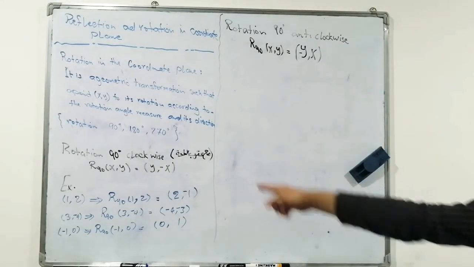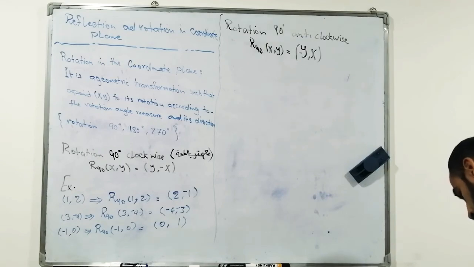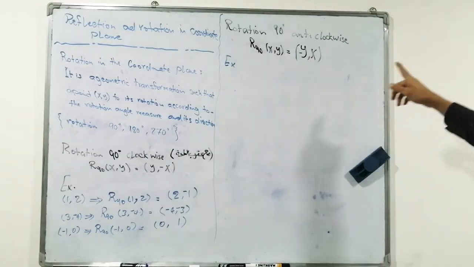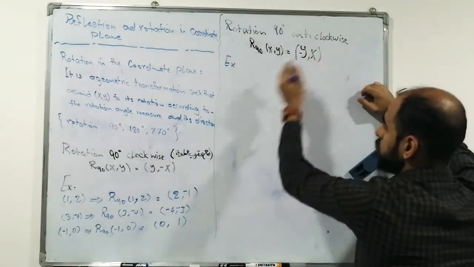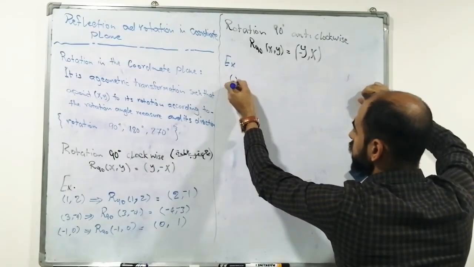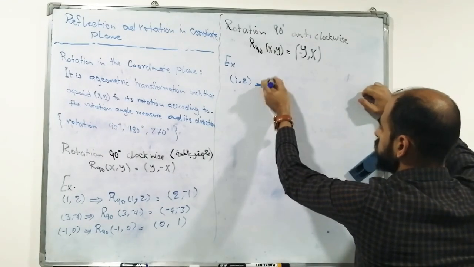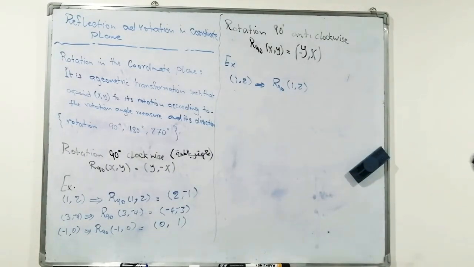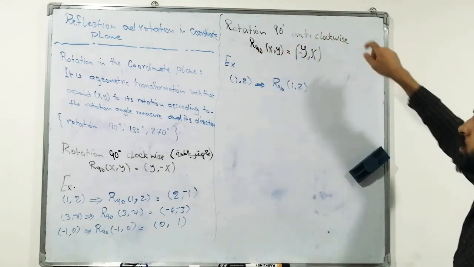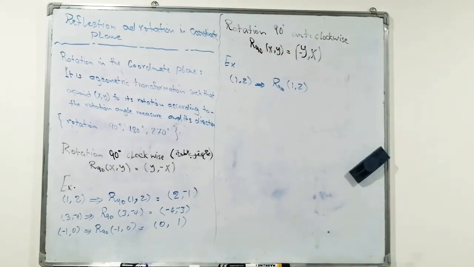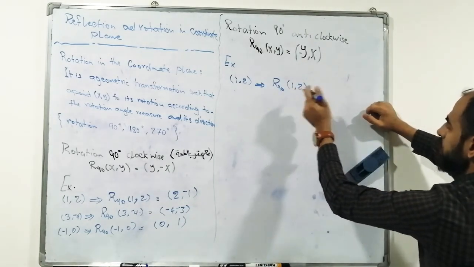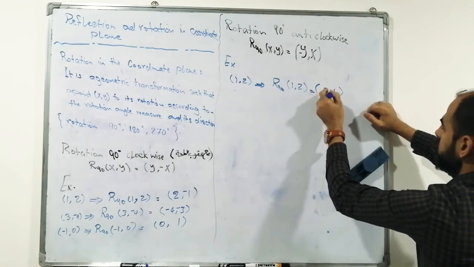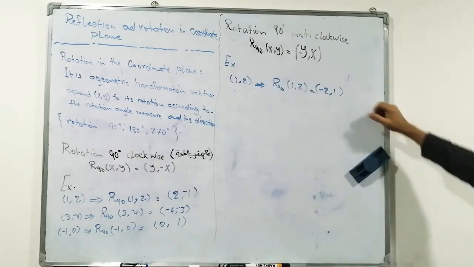Even if we take the same example points, for a point we have to find the rotation 90 degree anti-clockwise. The same point 1, 2, rotation 90 anti-clockwise. We will use the rule of rotation 90 degree anti-clockwise. Put y instead of x and x instead of y. Then change the sign of the first part, which is 2. Then it will become minus 2.